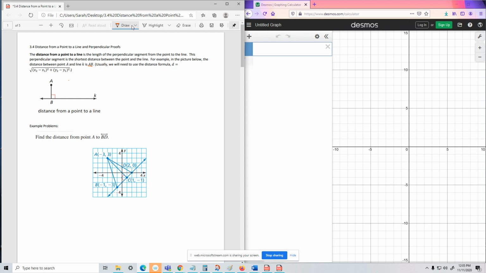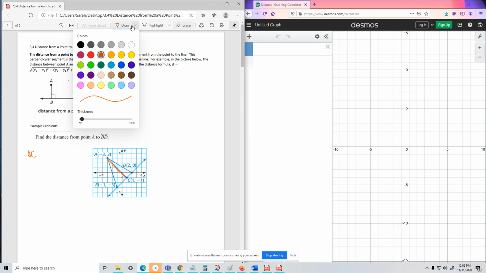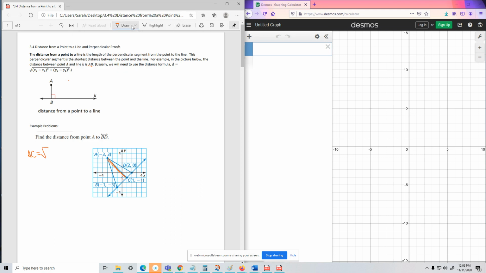So in this first example problem, they want us to find the distance from point A to the line BD. There you see lots of segments in this diagram, but the one we care about is this perpendicular one that connects A to BD, which is going to be segment AC. So segment AC is what we are looking for. The length of segment AC, remember we don't write the segment symbol over top, it's just AC. And the way we find that distance is using the distance formula that I have up there.